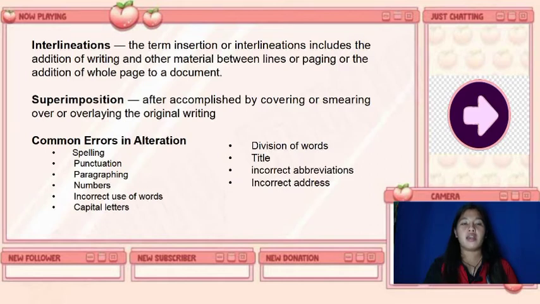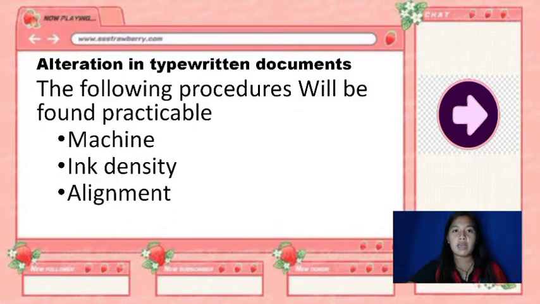These are the common errors in alteration: first is the spelling, punctuation, paragraphing, numbers, incorrect use of words, capital letters, division of words, title, incorrect abbreviations, and incorrect address. Alteration in typewritten documents. The following procedure will be found practicable. First is machine, second is ink density, then third is alignment.